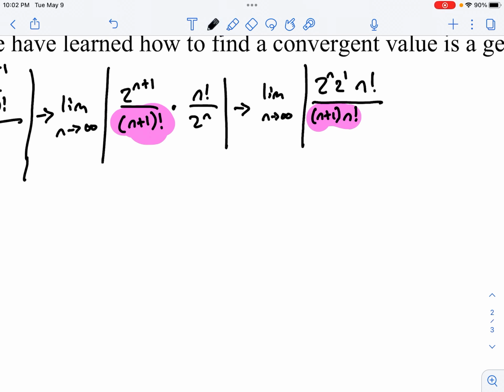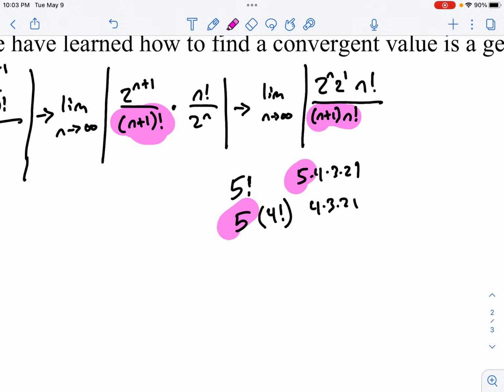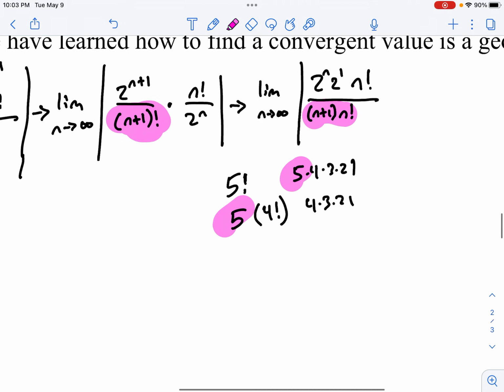So all of that becomes that. You can pull that front term out. Just like if I had 5 factorial, I could pull that 5 out and say 5 times 4 factorial. Since 5 factorial is 5, 4, 3, 2, 1, and 4 factorial is 4, 3, 2, 1, I can just pull that 5 out to the front and then say 4 factorial. Well, that's what we have here. n plus 1 factorial: pull that n plus 1 out to the front, and then you have n factorial.